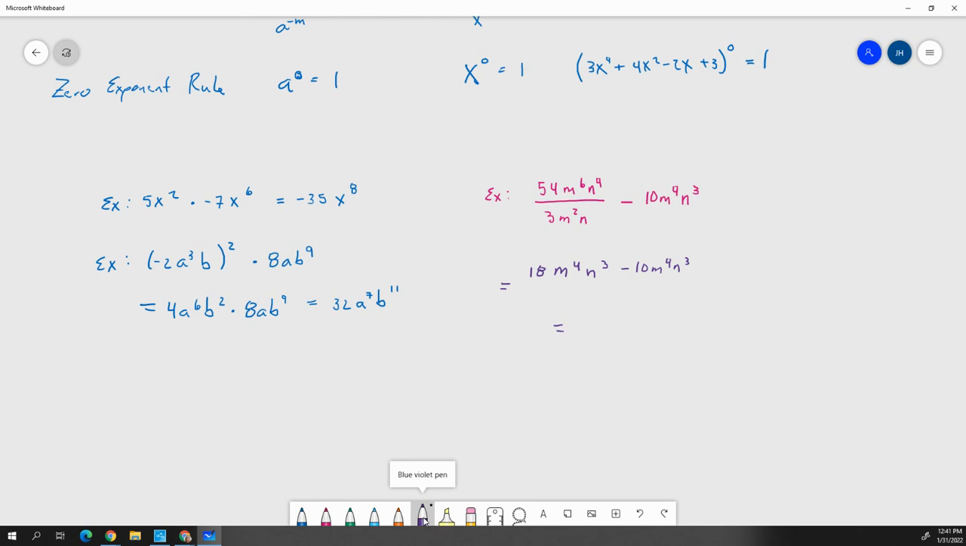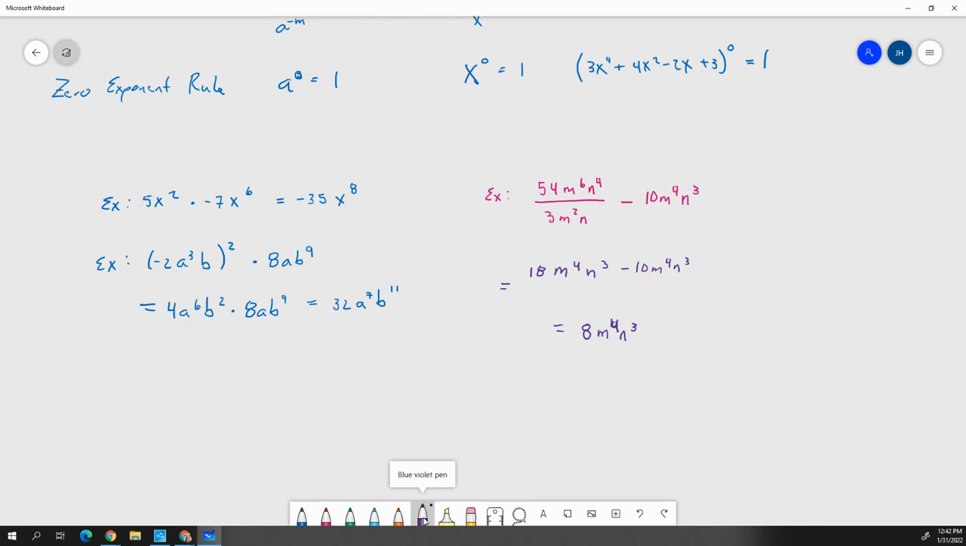And if you look at that, you can see that now they are like terms, right? We have 18 m to the fourth, n to the third, minus 10 m to the fourth, n to the third. So since our variables are all the same and of the same power, we can just go ahead and subtract the numbers, right? And we're left with 8m to the fourth, n to the third.